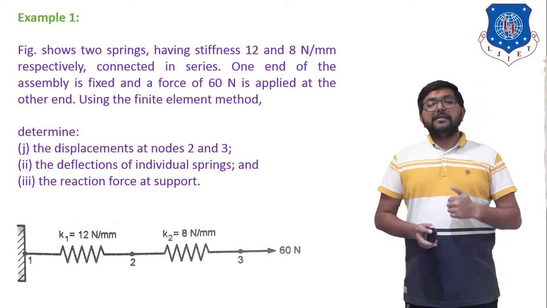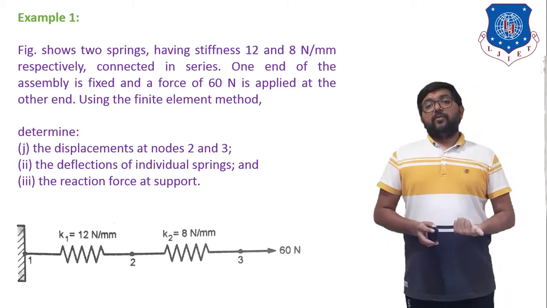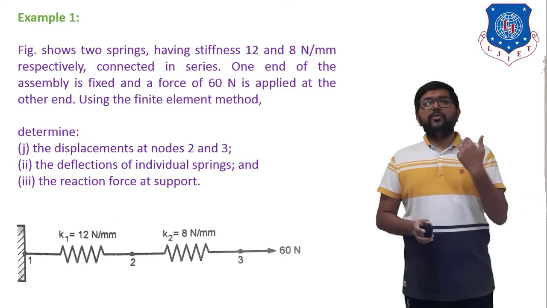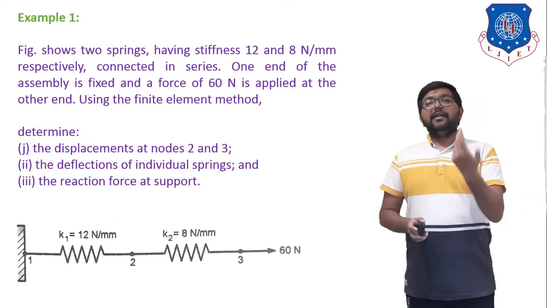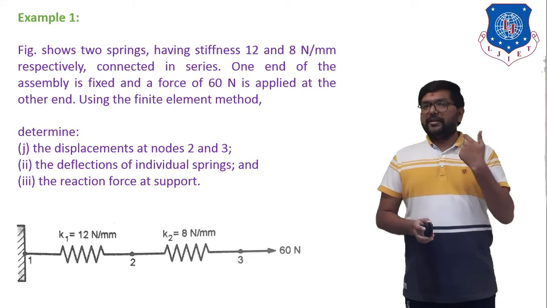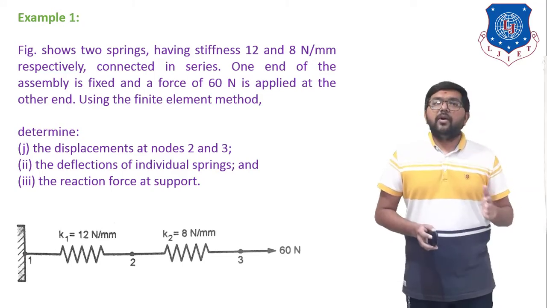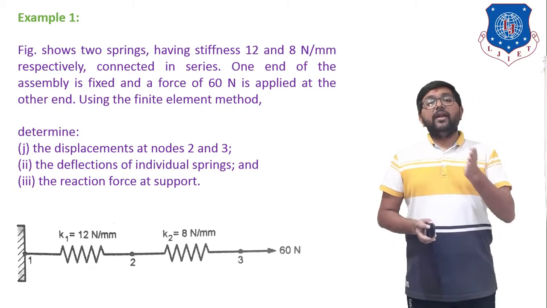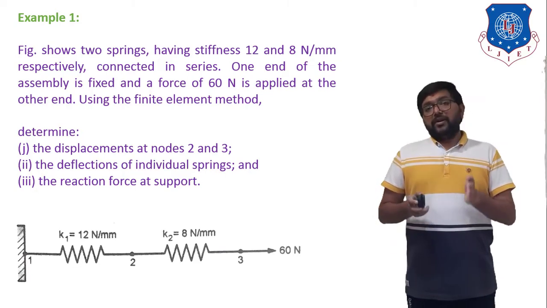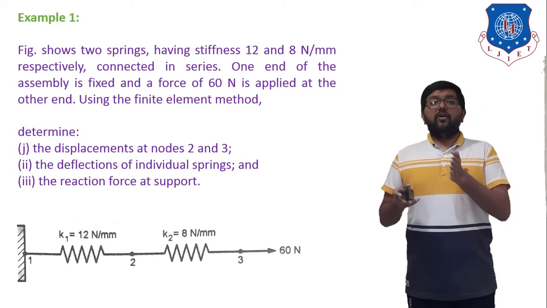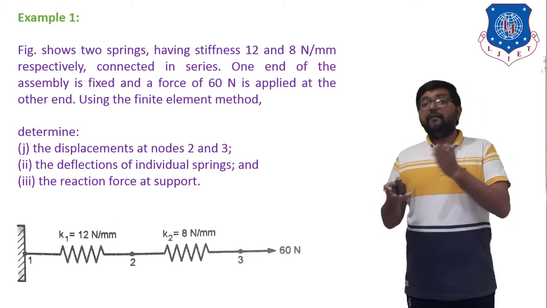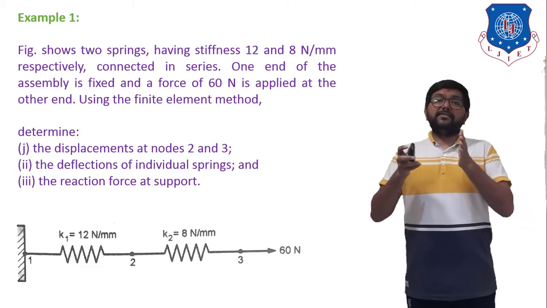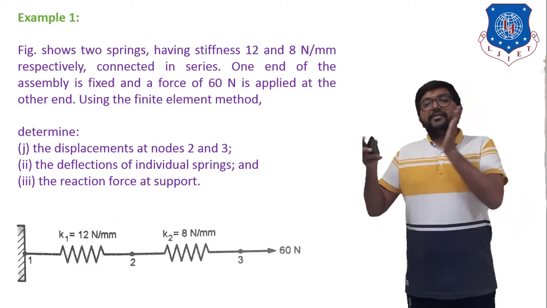Next, the reaction force at the support. As per Newton's third law, if we apply a force on a body, that body reacts with a force in the opposite direction. That's why we have to find the reaction force at the first end of the spring. Then the deflection of the individual springs. After finding the deflection at node 2 and node 3, we have to find the deflection of spring 1 and the deflection of spring 2.